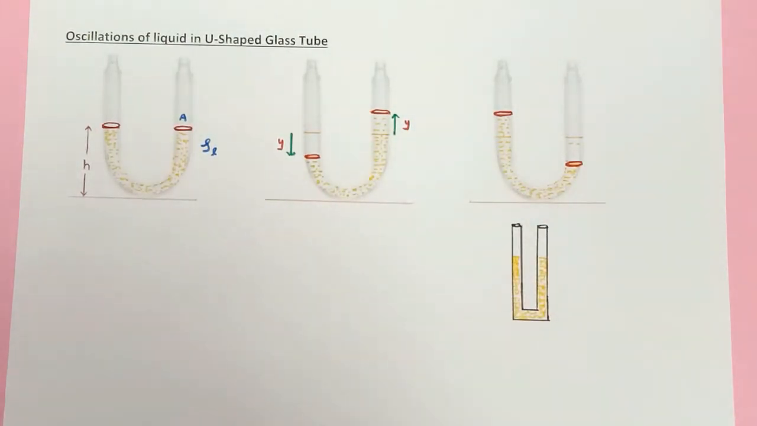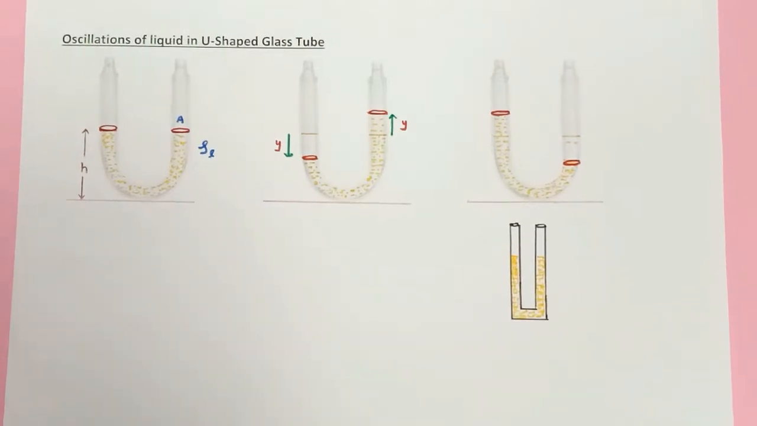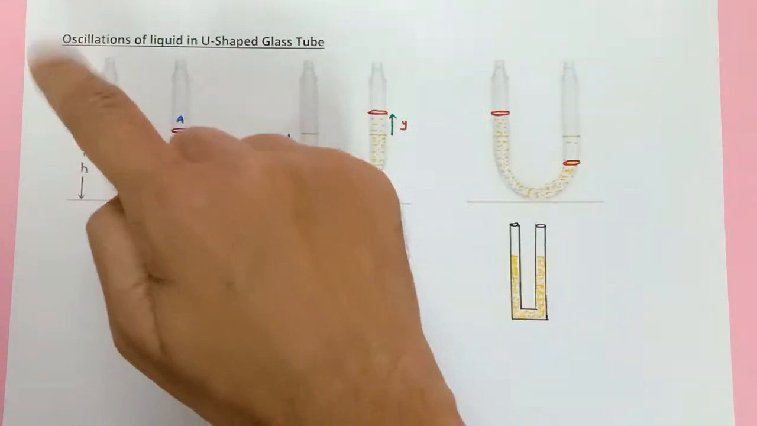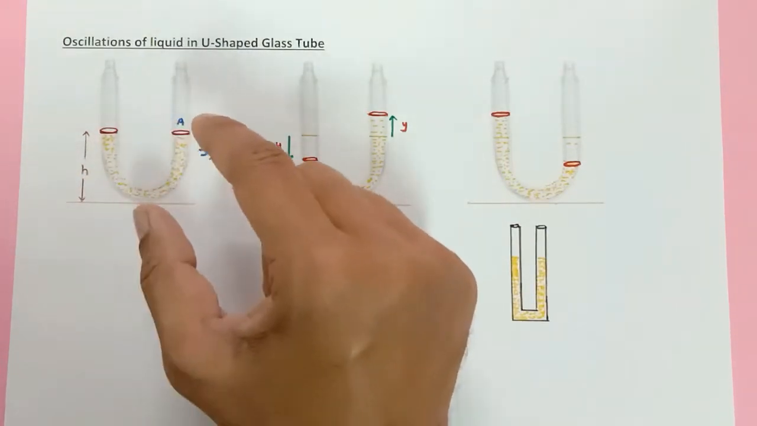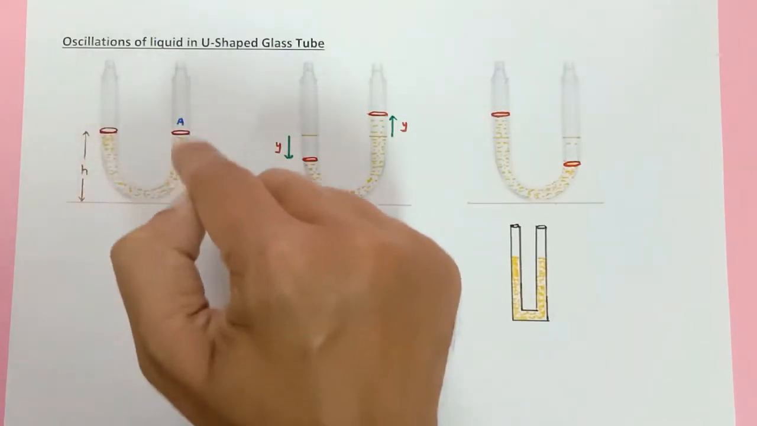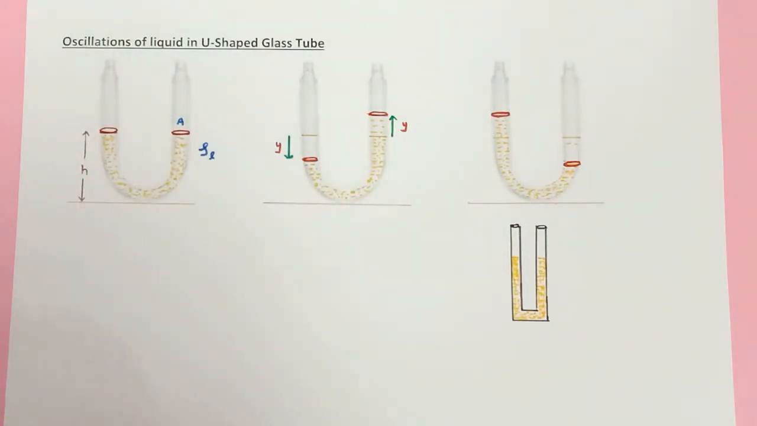How are you today? So today I'm going to discuss a problem from oscillation, and we have to prove whether this oscillation is a case of simple harmonic motion or not. So here we have a U-shaped vessel in which we have liquid of density rho L, and we know that liquids are incompressible, so the volume of the liquid is going to remain constant.